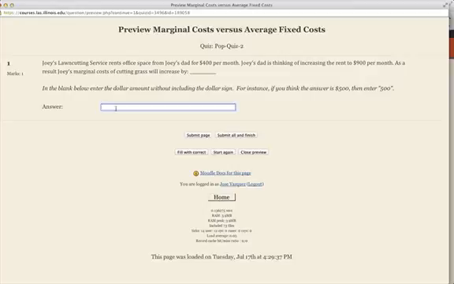So when you move from, let's say, producing an output of 1 unit to 2 units, the marginal cost is the change in cost associated with that change in output. Let's give an example in order to make this more clear.